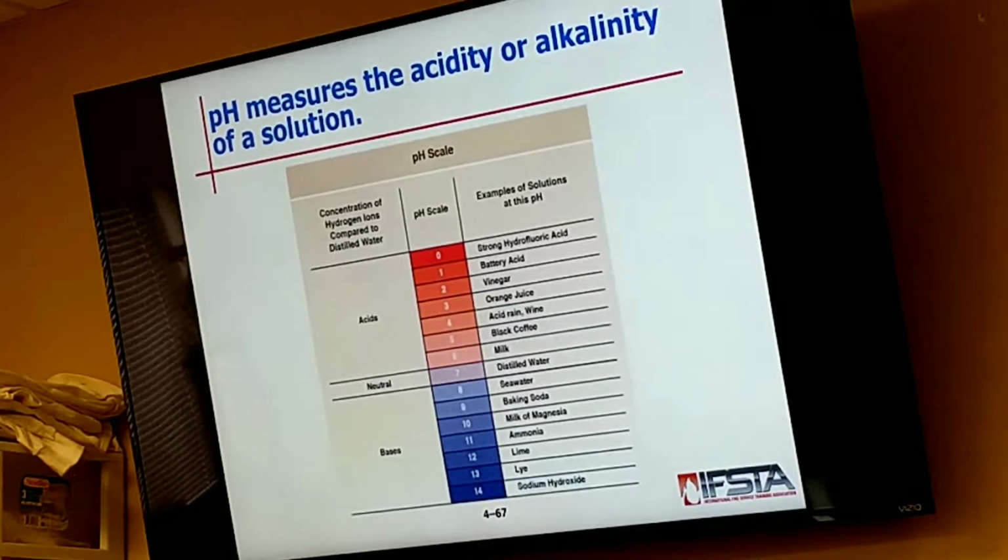An acid is any chemical that ionizes to yield hydrogen ions in water. Okay, acids are going to have a pH value of 0 to 6.9. So that's going to be in your red range there, okay? Acids may cause severe chemical burns to flesh and permanent eye damage. Contact with an acid typically causes immediate pain. Hydrochloric acid, nitric acid, and sulfuric acid are examples of common acids.